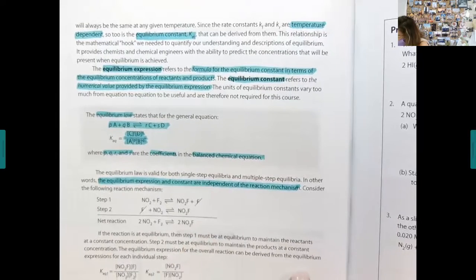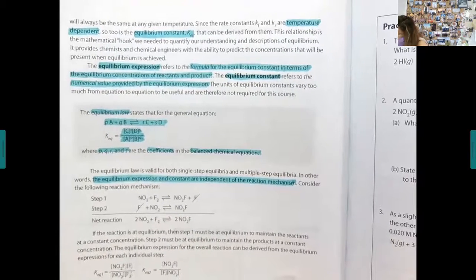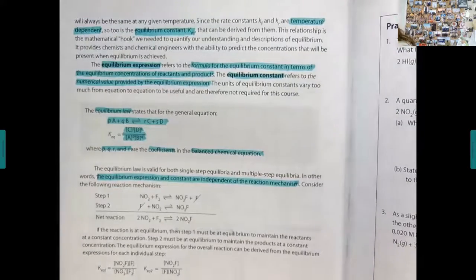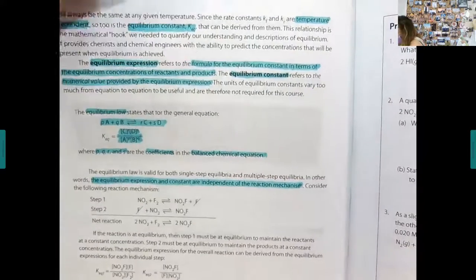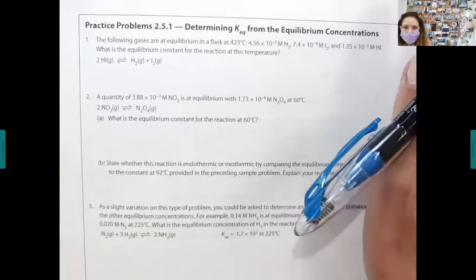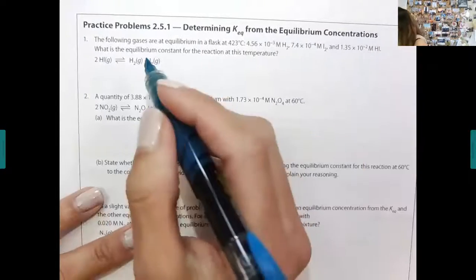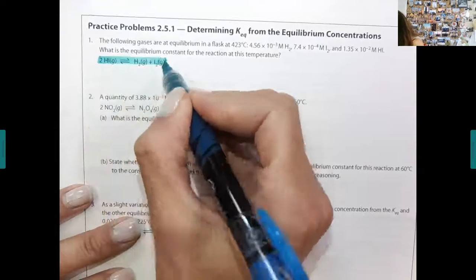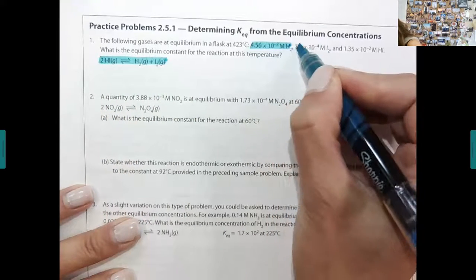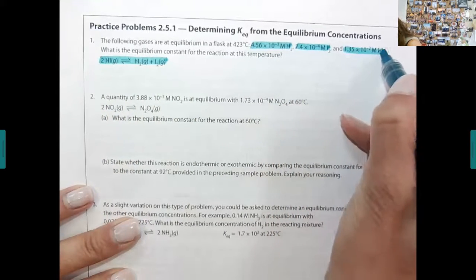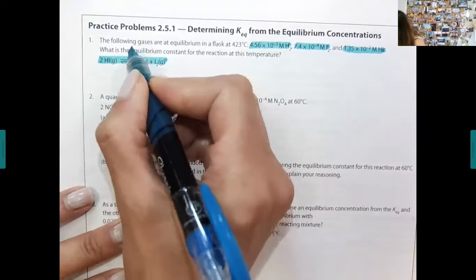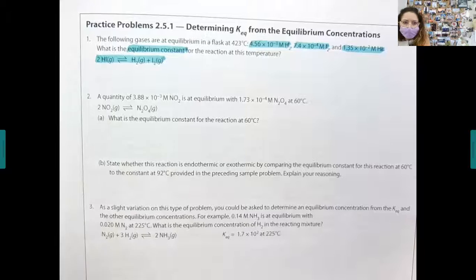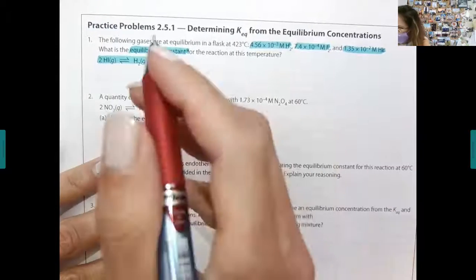So what I'm gonna do is I'm gonna jump ahead to practice problems on the next page, and we're gonna take a look at how to do this. So let's go right here. So here it says that we've got these gases at equilibrium. They gave us the concentration of hydrogen, iodine, and HI. And they want to know what the equilibrium constant is for the reaction at this temperature.